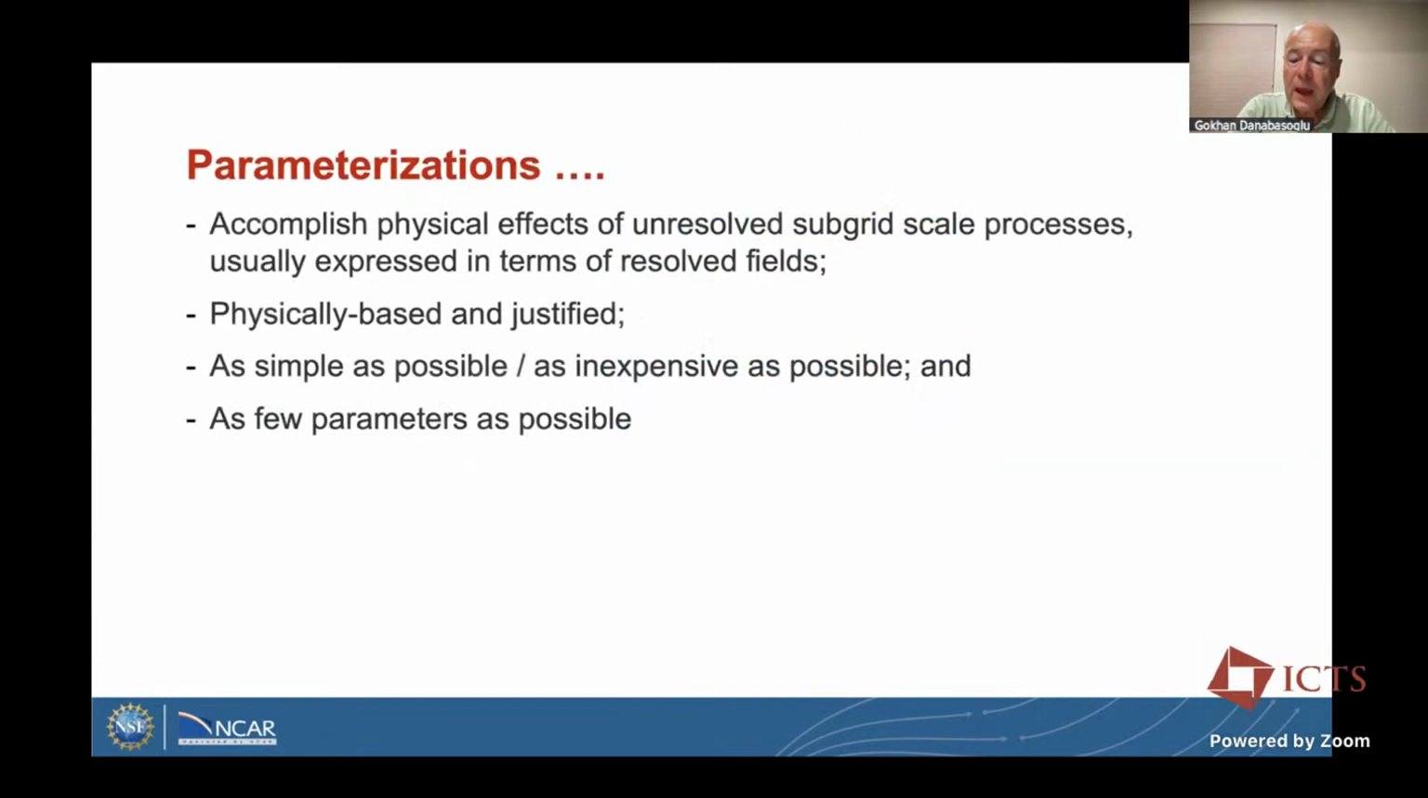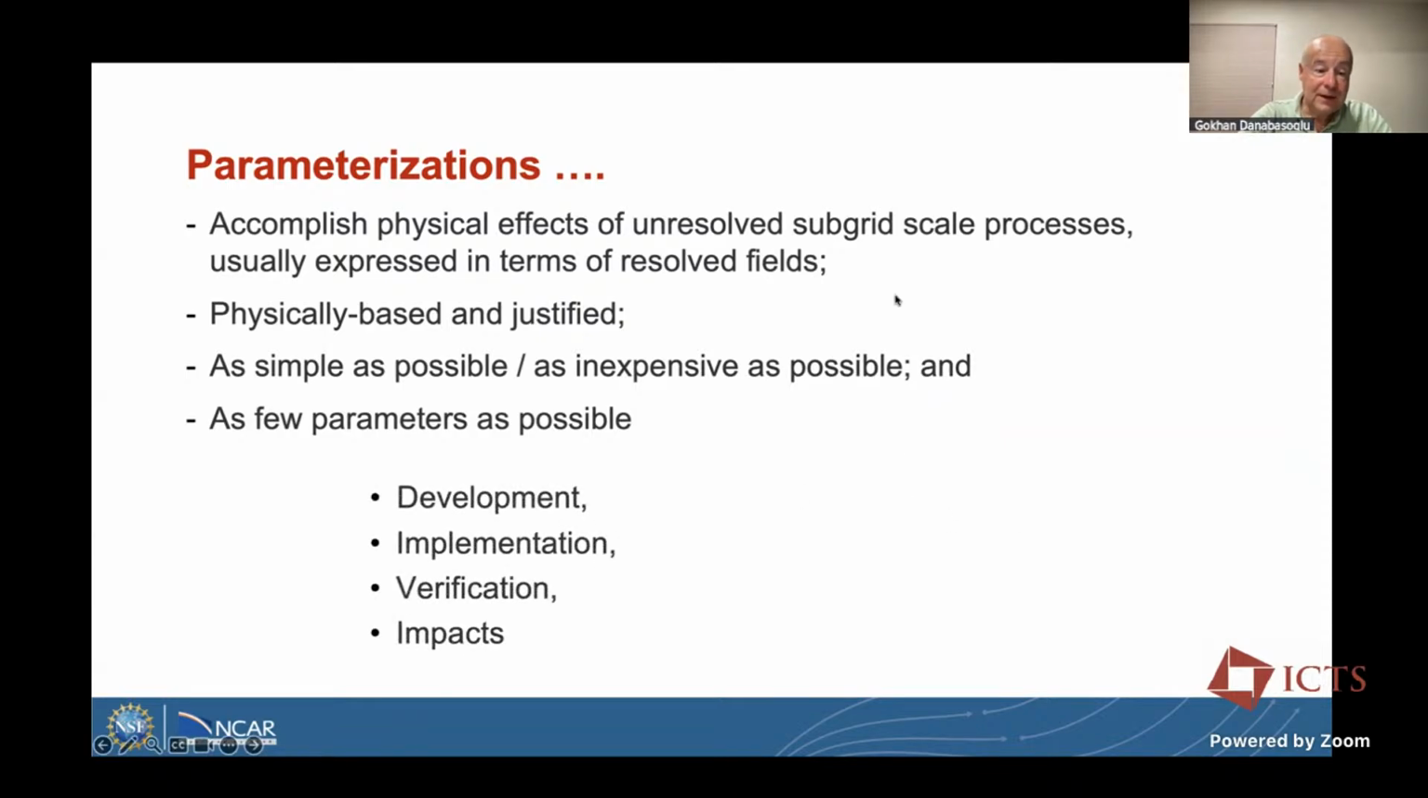Not just in ocean modeling, but in general in Earth system modeling, parameterizations should accomplish the physical effects of unresolved subgrid scale processes, and they are usually expressed in terms of resolved fields. They should be physically based, and you should be able to physically justify them. They should be as simple as possible, and ideally also as inexpensive as possible. And they should have as few parameters as possible.